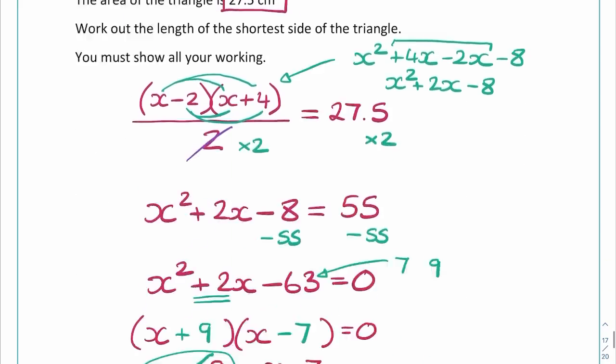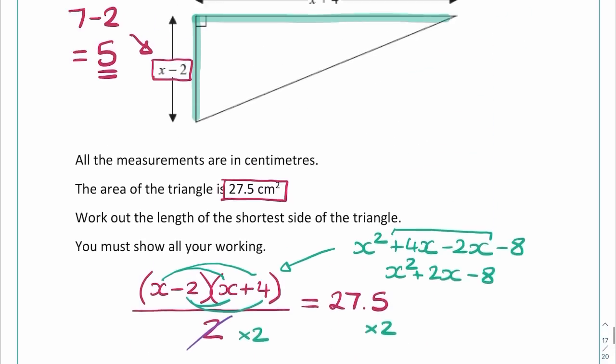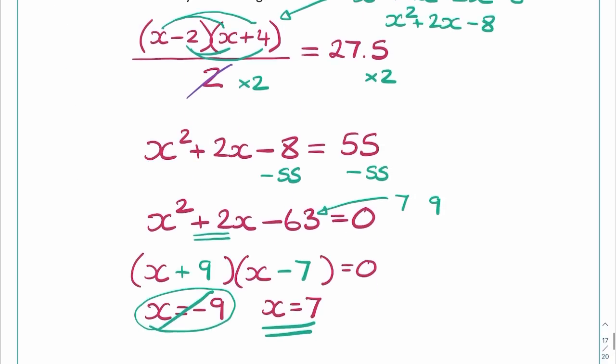So the question follows some logical progression here. You might just want to write that down here. 7 take away 2 equals 5. But there you go, don't necessarily need to. So there you go, that is forming and solving an equation with a quadratic.